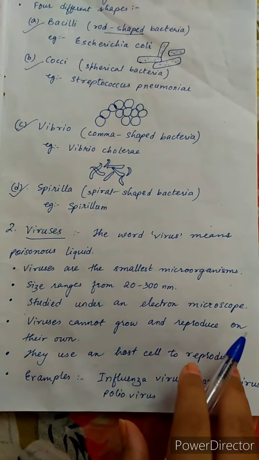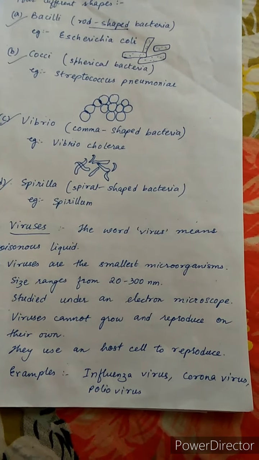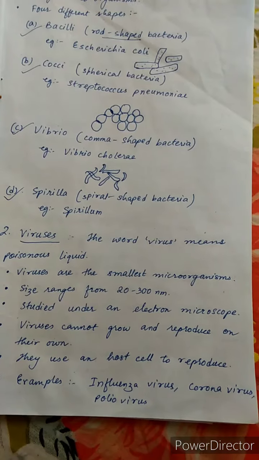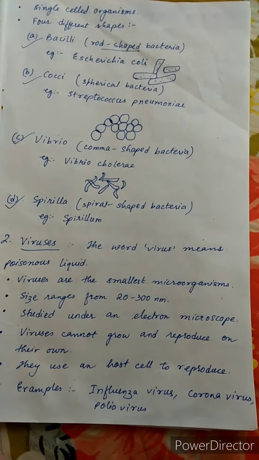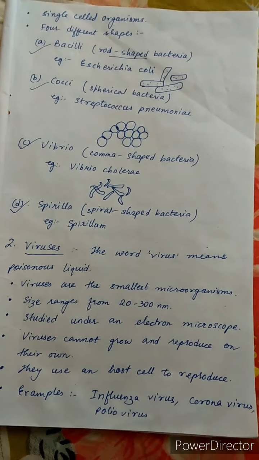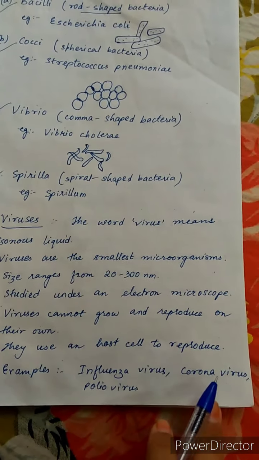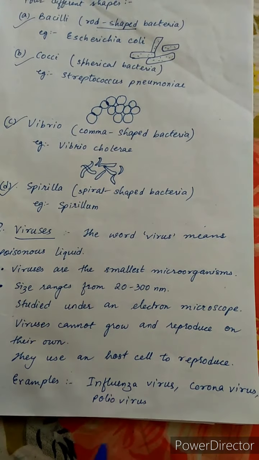Viruses cannot grow and reproduce on their own. They need a host cell to reproduce. Host cell means it attacks our body also. Our body is the host cell. So when it comes into our body, then only it will reproduce. Their examples are influenza virus, and now trending is coronavirus, and polio virus also.